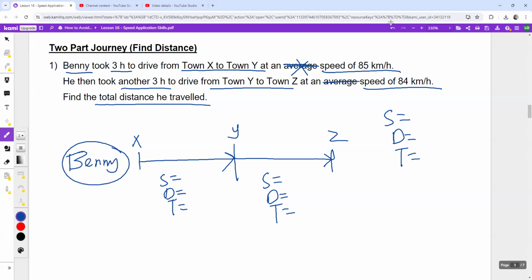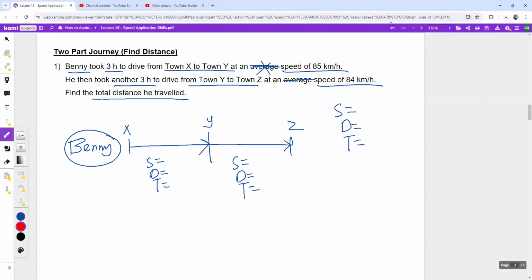When you draw the bar model, it is the same. You have to label who is in the model. So Benny is in the model, and your model is done. So what's the next step? The next step is simple: plug the numbers and put them into the model.